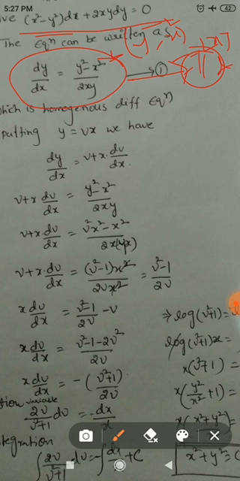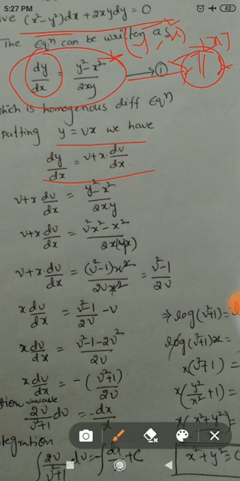We put in y = vx. So we will differentiate y = vx with respect to x. What we get is dy/dx = v + x dv/dx. Here the value of dy/dx is substituted into the above equation, so in place of dy/dx we substitute v + x dv/dx.